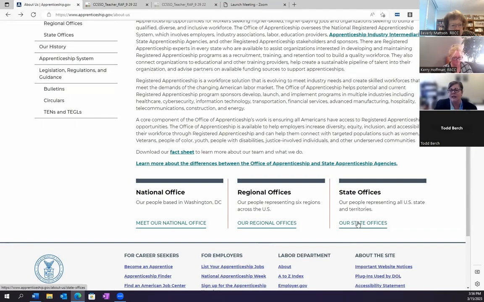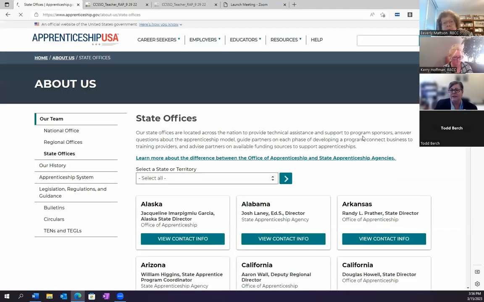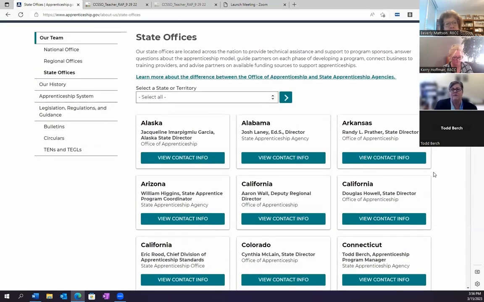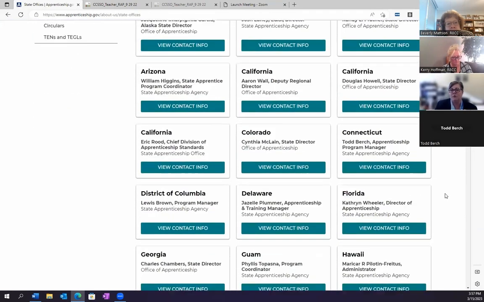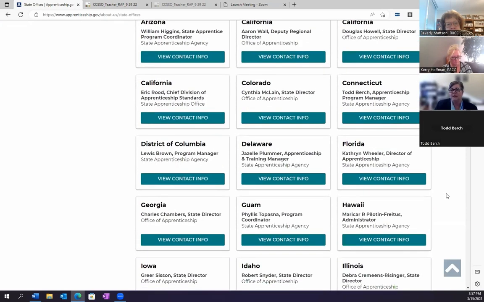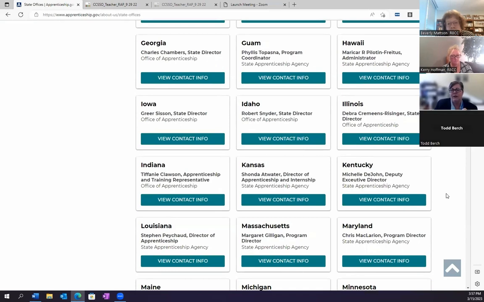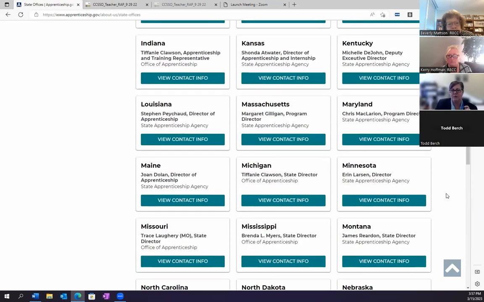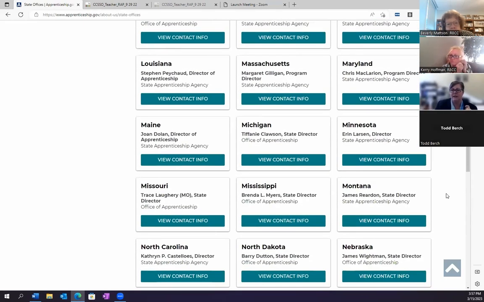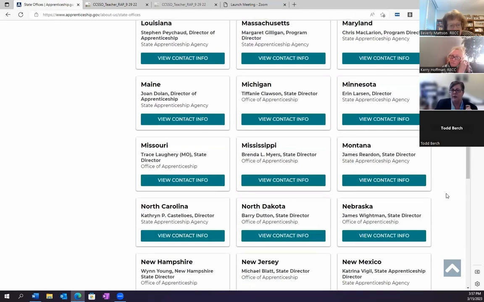And then we have state offices. I'm going to say that state office staff is probably the most in touch with what's going on specifically in your state. So if you went to this page, you would find your specific state director. And what you would do when you start thinking about a registered apprenticeship program is just introduce yourself to the state director. I'm trying to go slowly, so you might catch the names here. But it's fairly easy to find.